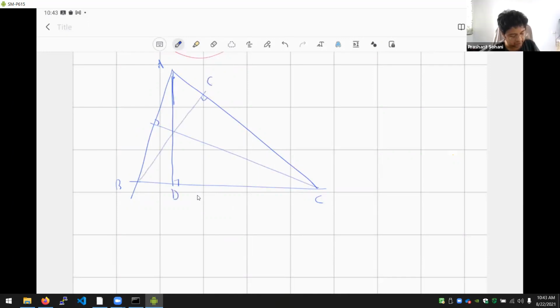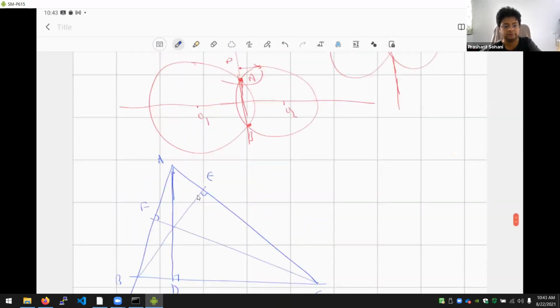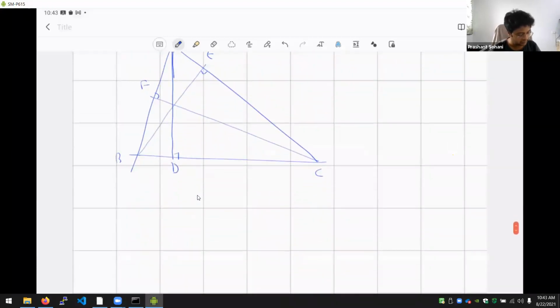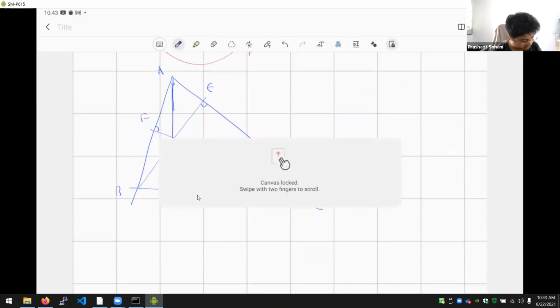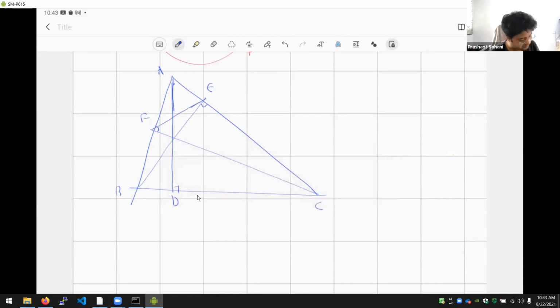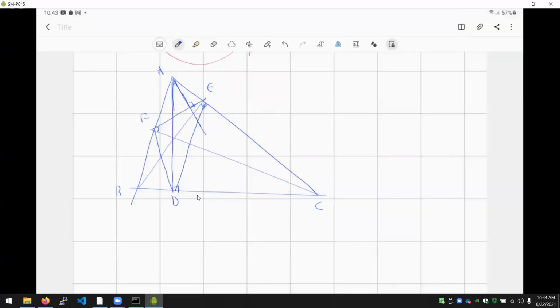Okay, so what we have is triangle DEF, and we want to construct perpendiculars to the sides. So from A, I want to construct a perpendicular to EF. So by the way, what is that perpendicular line? Can you say? Is there another way of writing what that perpendicular line is? Sir, AO. It is AO.